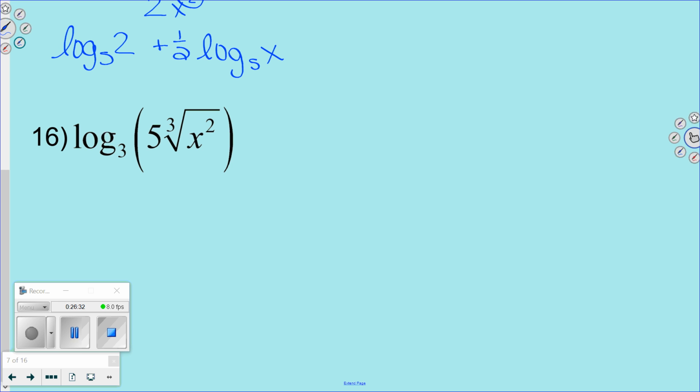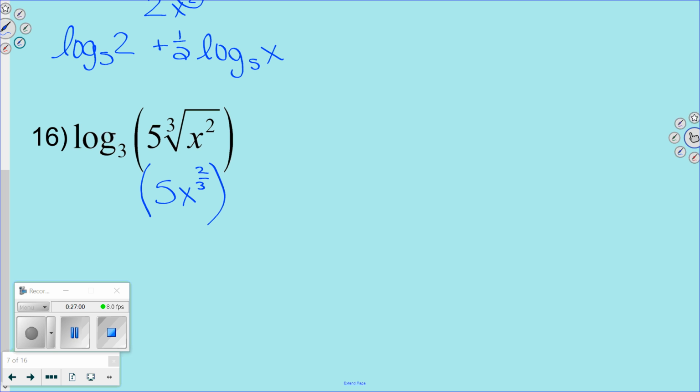All right, number 16. 5 times the cubed root of x squared. So when you see a radical, rewrite it as an exponent. So this would be rewritten as what? Very good, to the 2/3. Roots grow underground, so that's the bottom number. It's obnoxious when I say it all the time, but you'll remember it that way.